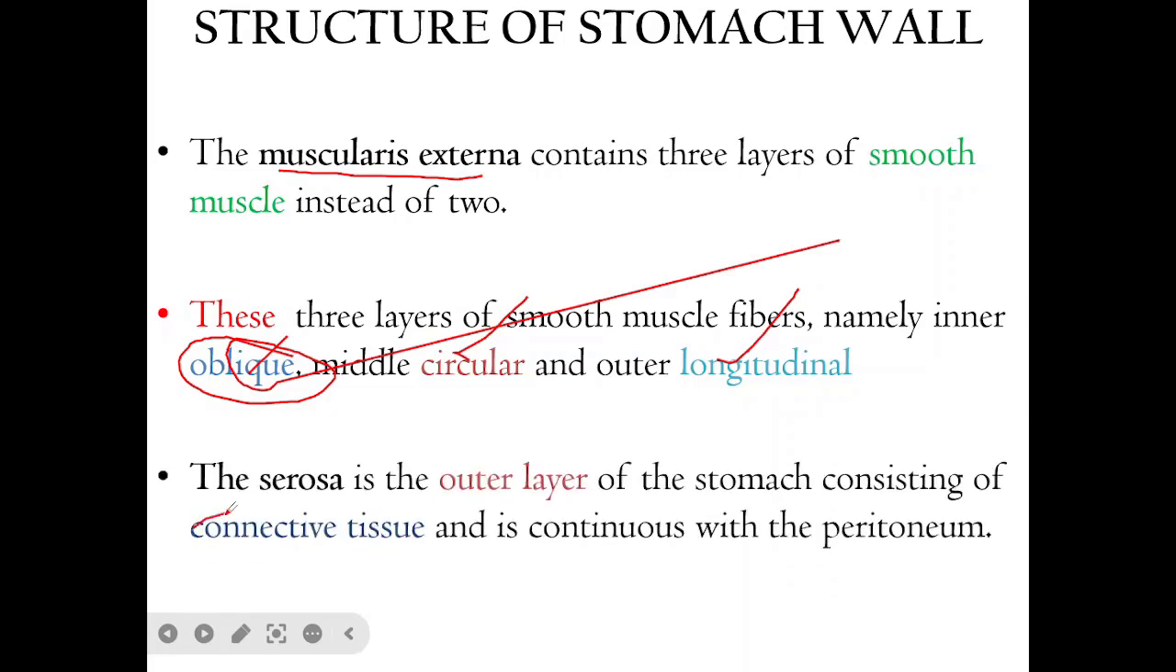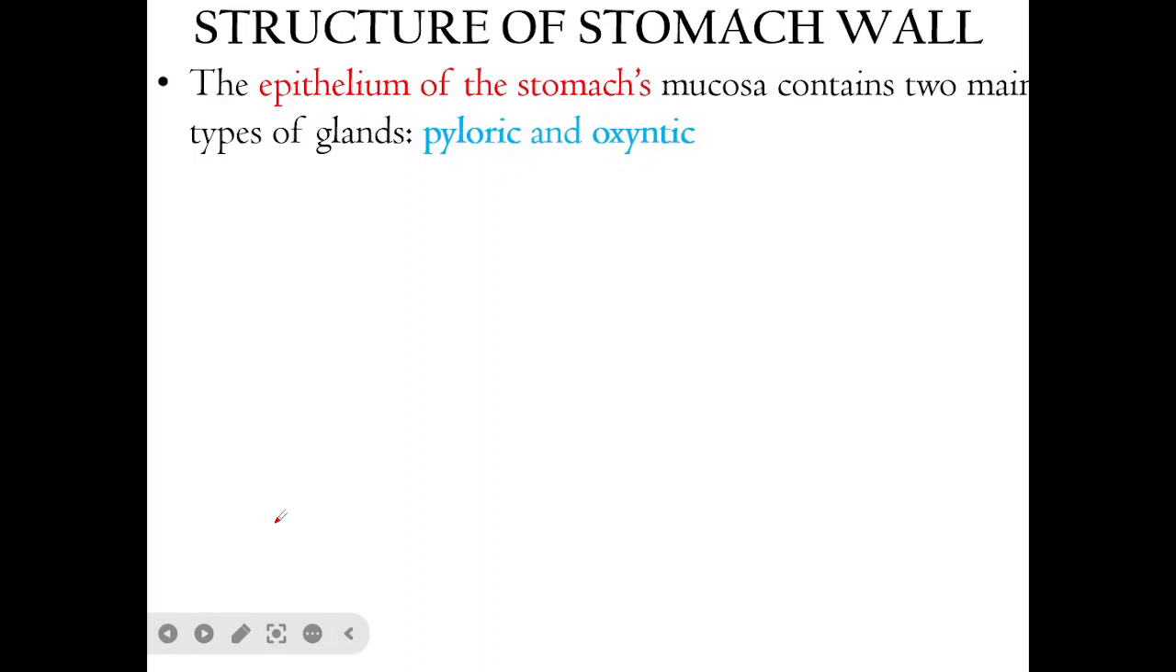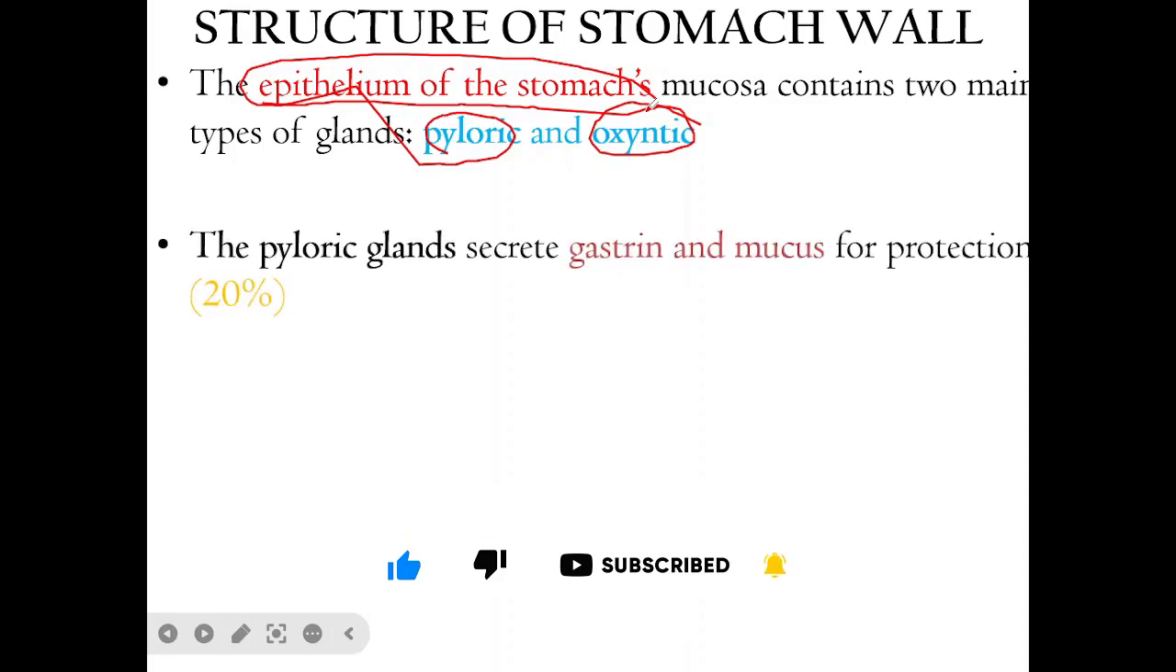So this is about the histology of our stomach. Next, we look at the structure of the stomach wall. When we see the secretory cells inside the stomach, the innermost layer, the mucosa layer, has secretory cells on top of it. The epithelium of the stomach mucosa contains 2 main types of gland. You see, the pyloric gland and the oxyntic gland. The pyloric gland mainly synthesizes mucus and hormone, whereas the oxyntic gland has acidic secretion. So let's see one by one.